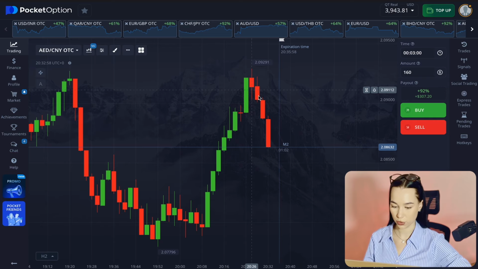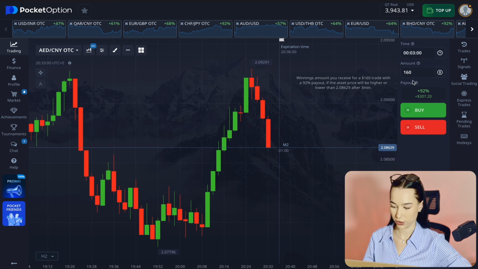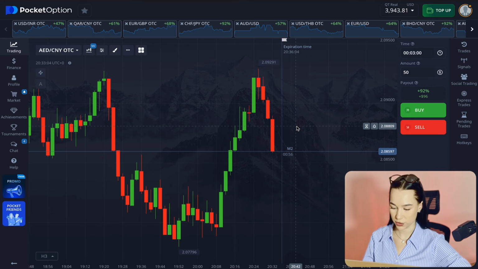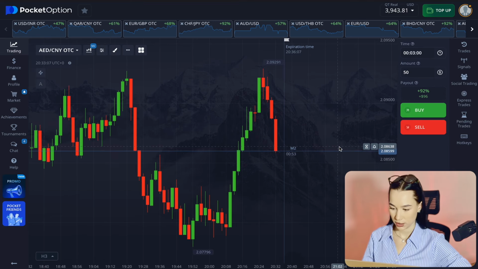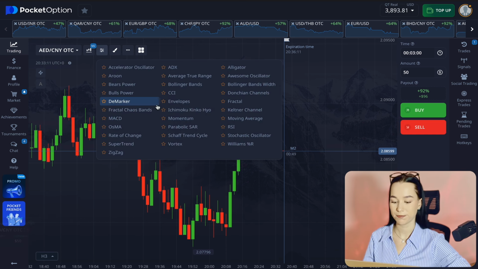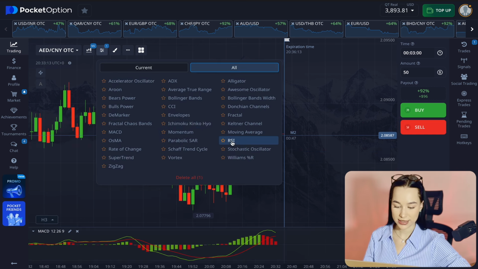Here is the platform. As you can see, here's already a pretty good currency pair with a downward trend. So we're going to change the amount of money to $50 and open a sell trade immediately. So while we talk, we also have a trade going. So let's start with the indicators.